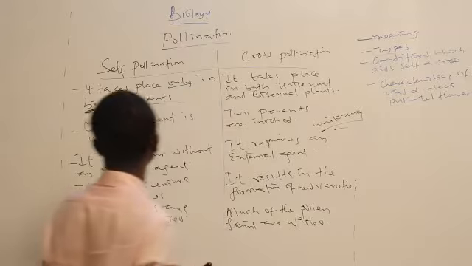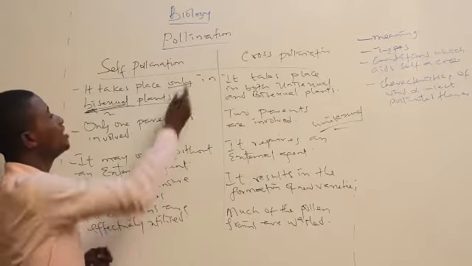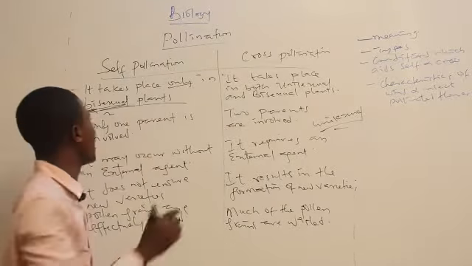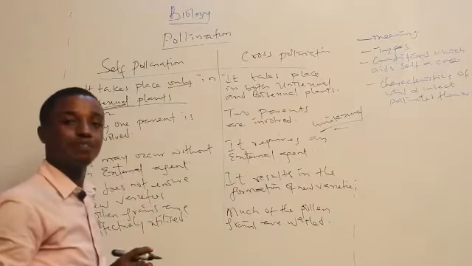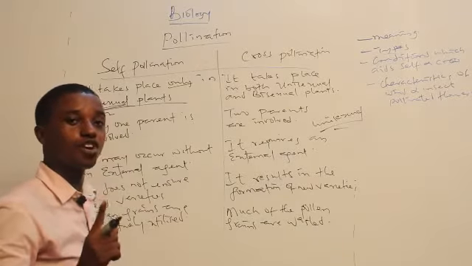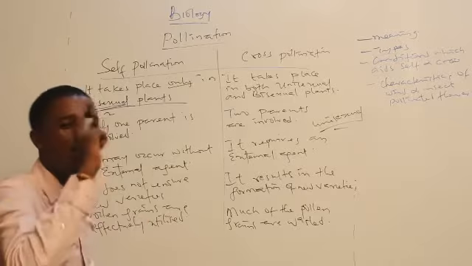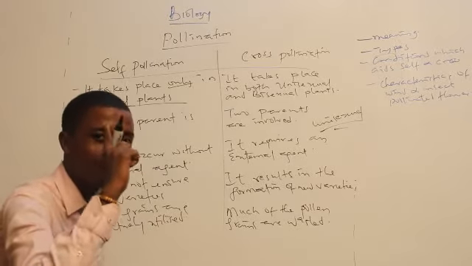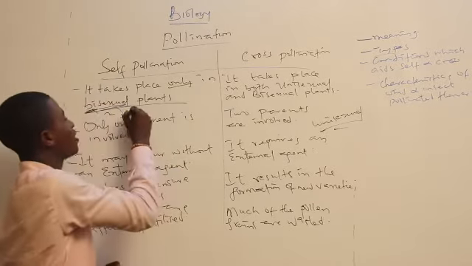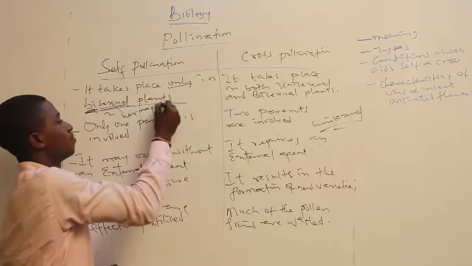So let's look at it critically. Self-pollination takes place only in bisexual plants. Bisexual plants are plants having both the male and the female reproductive structure or organ on one plant. In other words, you can call them what? Hermaphrodite.